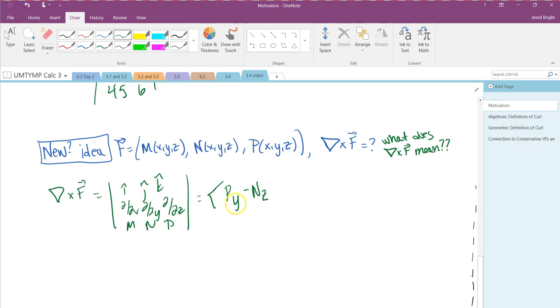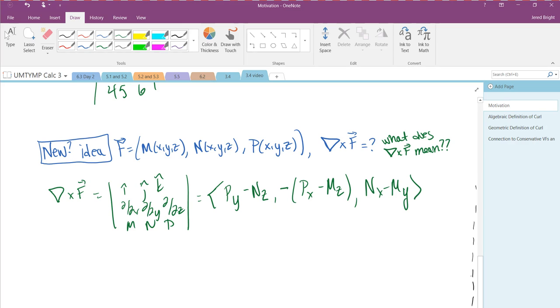Okay, so that means partial of P with respect to y, and partial of N with respect to z. And then the next one, there's going to be a minus sign, right? And then we'll eventually factor that in, but it should be P sub x minus M sub z. And then the last component is going to be N sub x minus M sub y. Okay, and that maybe looks a little familiar.